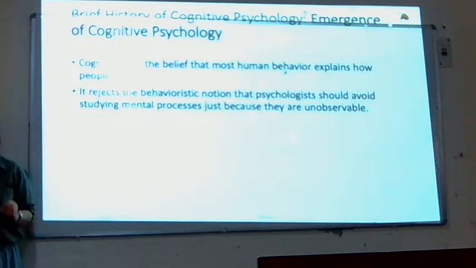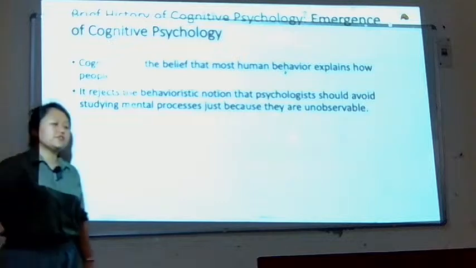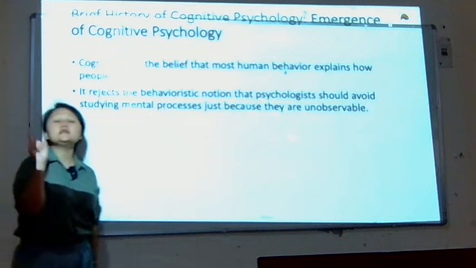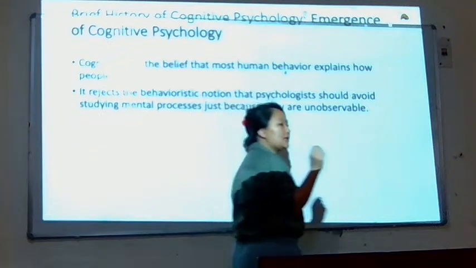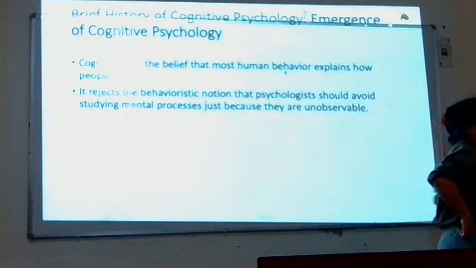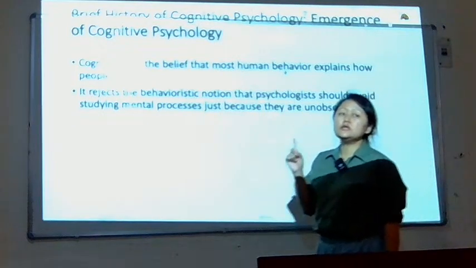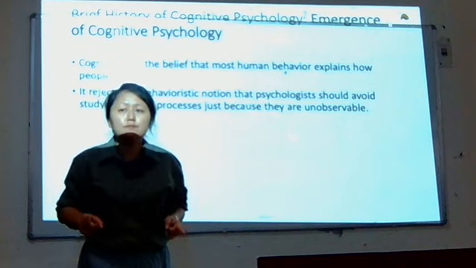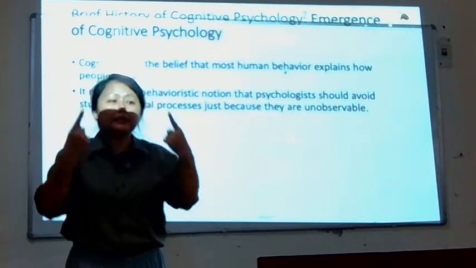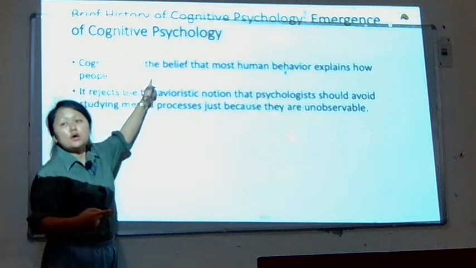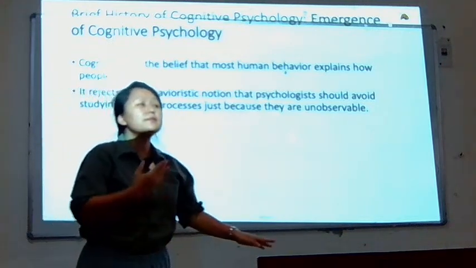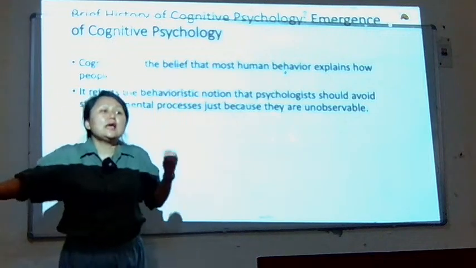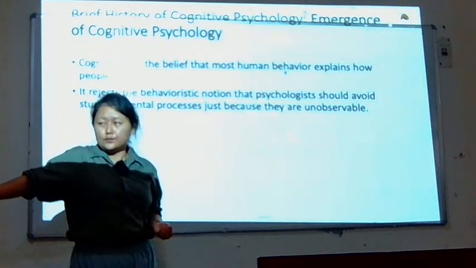It rejects the behavioristic notion that psychologists should avoid studying mental processes just because they are unobservable. Behaviorism says that psychologists should study whatever we can observe, the behaviors that can be observed. But cognitive psychology says it's not like that. Even if it's not observable, we should study mental processes, because it tells a lot about the behavior of the person. The mental processes can also be studied from the behavior itself.